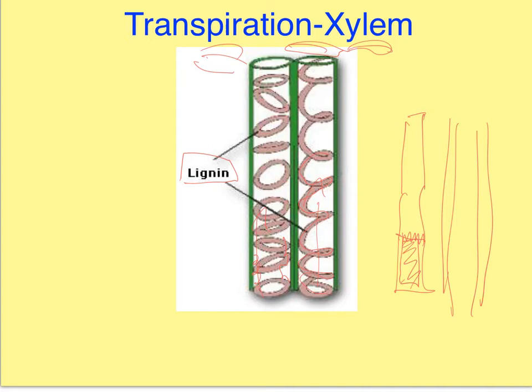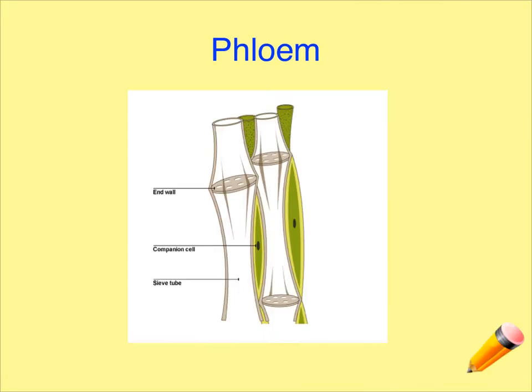There are various theories, and we don't need to look at those at National 5. So that's our xylem. Now the other beauty of the lignin is that it helps the stem of the plant to be able to withstand the pressure changes as the water moves through the plant. Let's go on and have a look at our phloem.